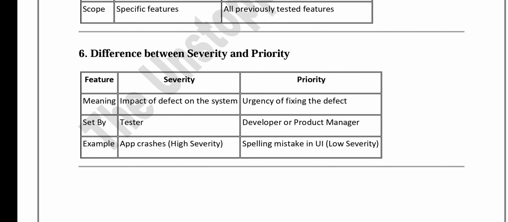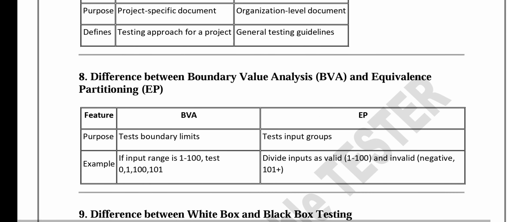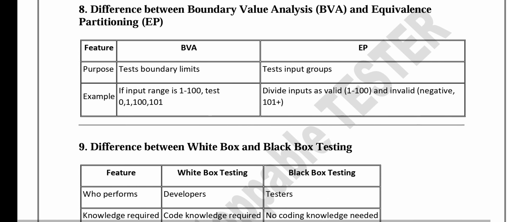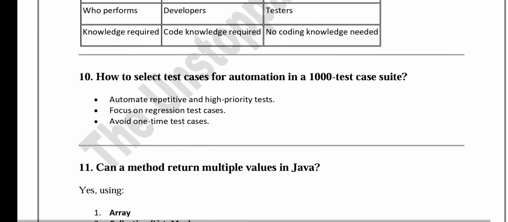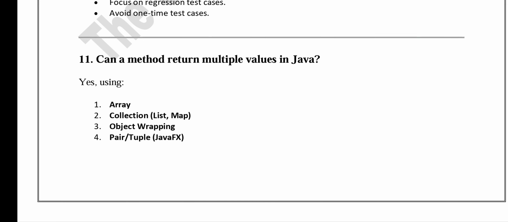What's the difference between severity and priority? What's the difference between test plan and test strategy? What's the difference between boundary value analysis and equivalence partitioning? What's the difference between white box and black box testing? How to select test cases for automation in a 1000 test case suite?